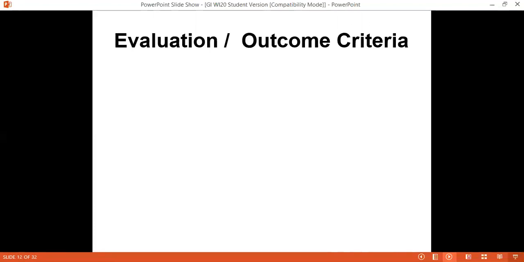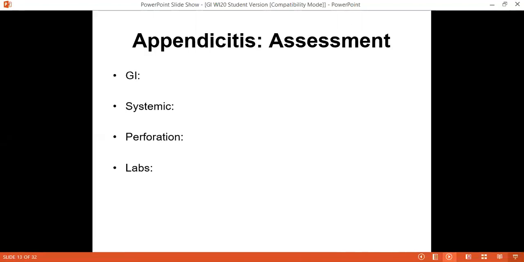All right, let's see. The next thing I want to talk about is appendicitis. The assessment of appendicitis. Well, first off, let's talk about appendicitis. It's usually caused by an obstruction of a lumen, so it is an obstructive disorder.